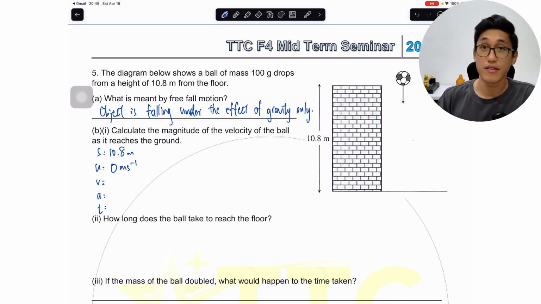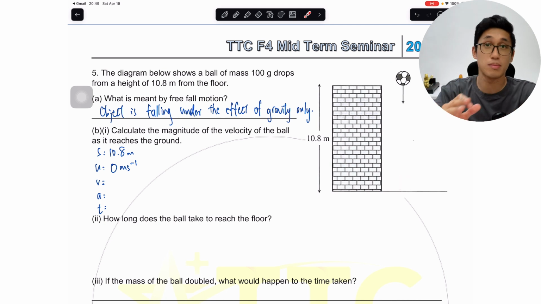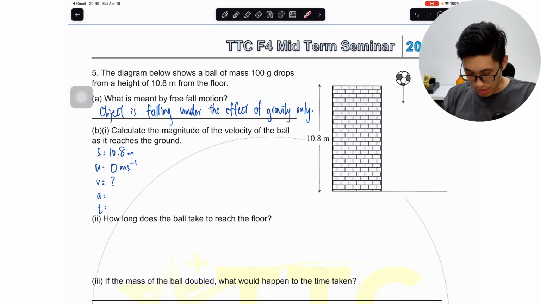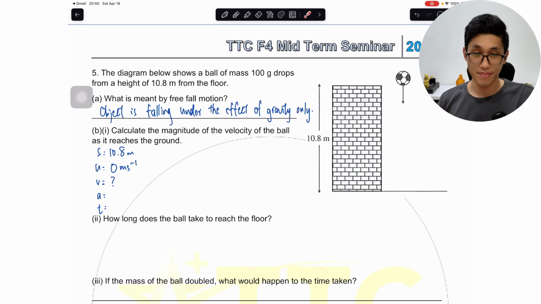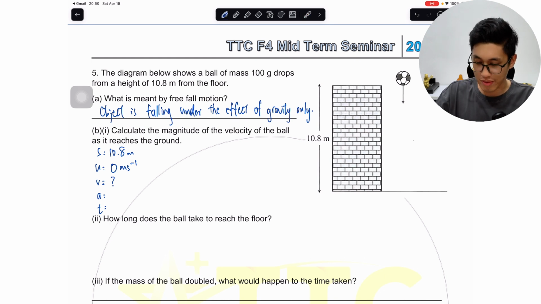Okay, what about the final velocity? That's what we're trying to find. When the ball reaches the end, right before it touches the ground, right before it actually stops, what is the speed? What is the velocity? So that's what we're trying to find. I'm going to put a question mark here. Now, for the acceleration, again, because this thing is falling due to gravity, then the acceleration must be the acceleration due to gravity, and acceleration due to gravity is 9.81.